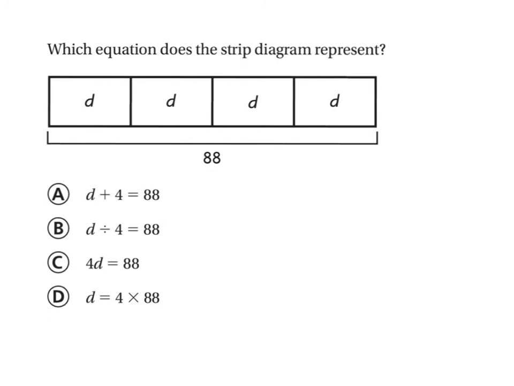All right, the last one here. So this one, again, without even looking at A, B, C, or D, this strip diagram just kind of shows me some stuff right at the beginning. 88 is going to be my total. And then from there, they're putting it into groups. Well, I can just look. They've put it into 4 groups.